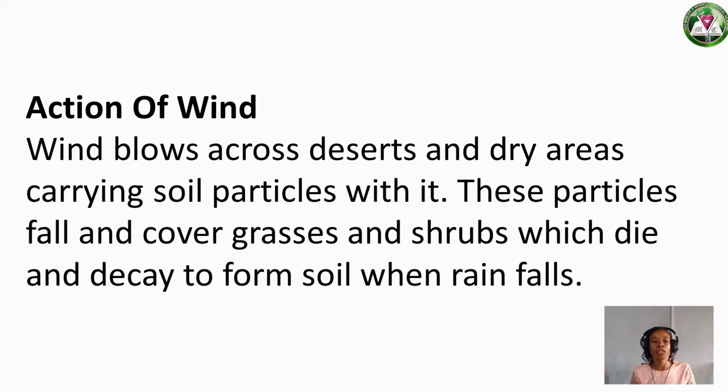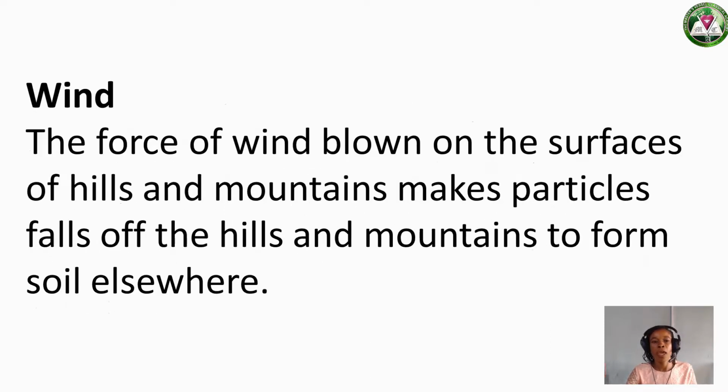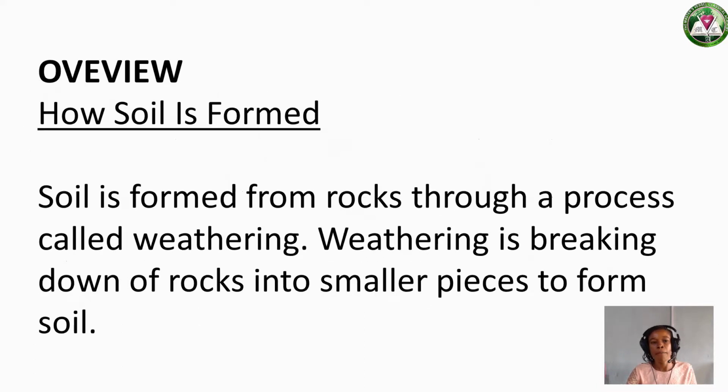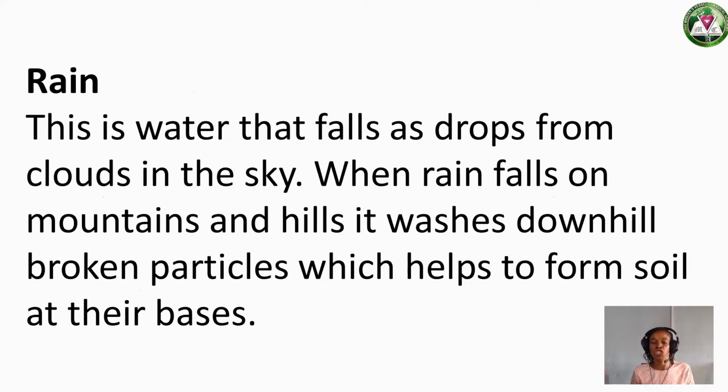Now in this, we have looked at the action of man, action of animal, action of wind, and action of water. Okay, remember our topic today? We said our topic today is what? Soil formation. How soil is formed. I said it's through the process called weathering, and I explained that weathering is the breaking down of rocks into smaller pieces to form soil. I also mentioned about 6 agents of soil formation: rain, wind, temperature, man, animal, and plants. I also explained each.